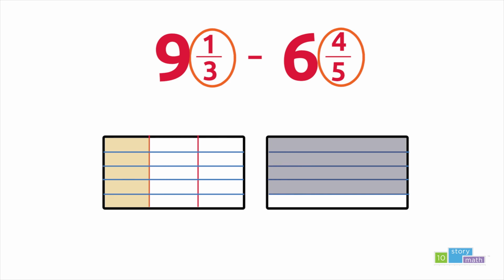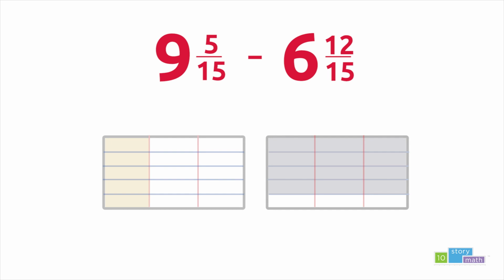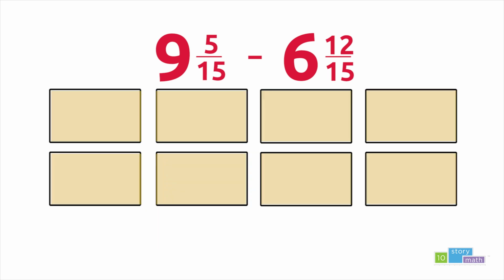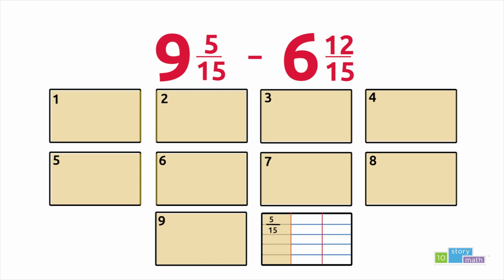1/3 can be renamed as 5/15, and 4/5 can be renamed as 12/15. Now that we're ready to do the subtraction, I will start by modeling 9 5/15, and then we'll take away the 6 12/15. Let's start by subtracting the 12/15. I will use an X to cross off the parts as I subtract them. 1, 2, 3, 4, 5.